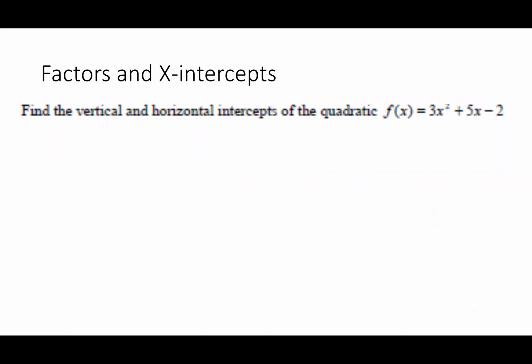Now we're going to find the vertical and horizontal intercepts of this particular quadratic. Go ahead and pause the video and try this one on your own first. Just as a reminder, the vertical intercept is your y-intercept, and that's going to happen when x equals 0. And the horizontal intercept, that's your x-intercept, and that's going to happen when your y or f of x is 0. Okay. Go ahead and pause the video and try these on your own first.